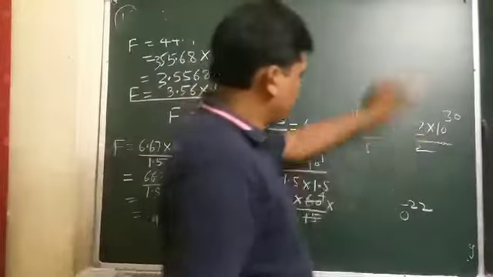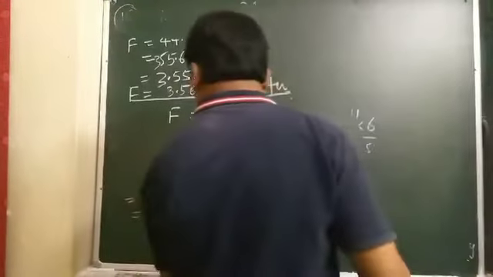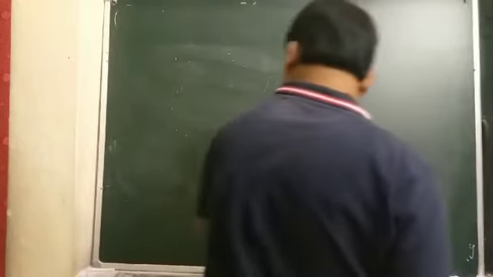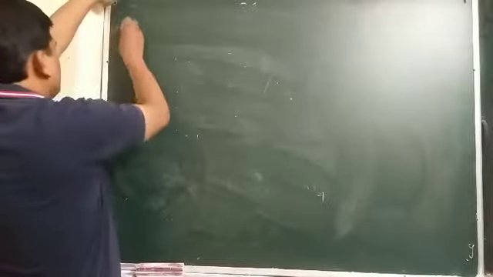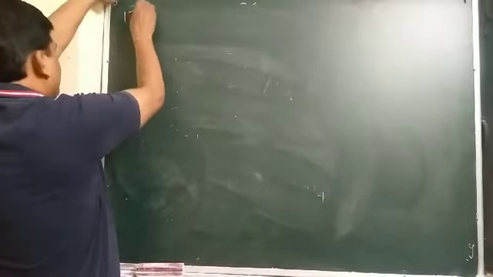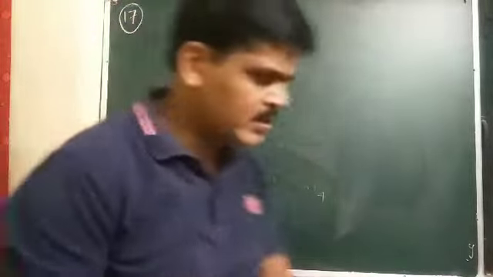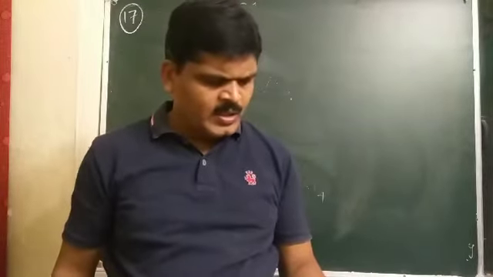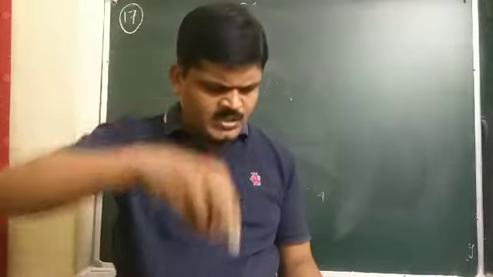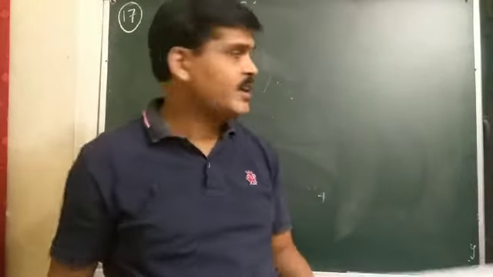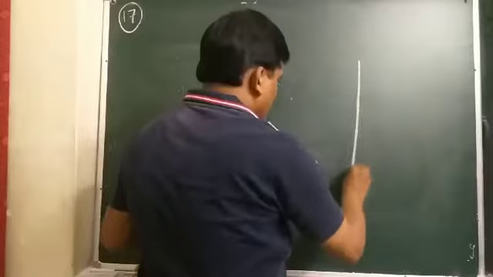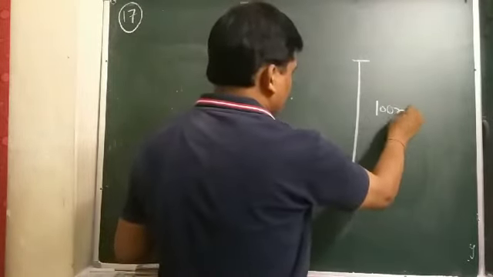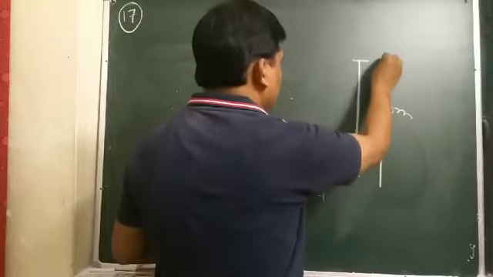Next question, students, question number 17. Question number 17, listen. A stone is allowed to fall from the top of a tower 100-meter high. 100-meter. This stone.